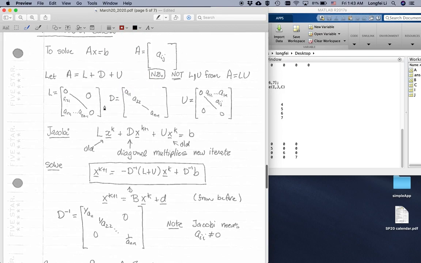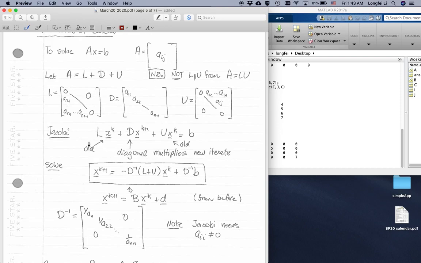Okay, so then my Ax equals b can be written as follows, because A can be written as the lower part, where we're still using the old solution, the diagonal part, where we're going to use the new solution, and the upper part, where we're going to use the old solution. Therefore, we're writing Ax equals b.